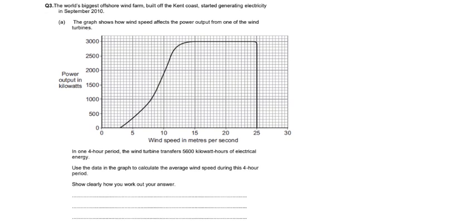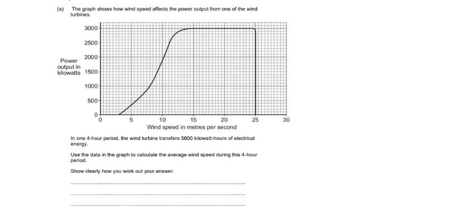Then it says the graph shows how wind speed affects the power output from one of the wind turbines. What we're talking about here are wind turbines that you may have seen off the coasts, or whilst driving down the motorway. You've got these blades that are turning on the wind turbine, and it's talking about how wind speed affects it.